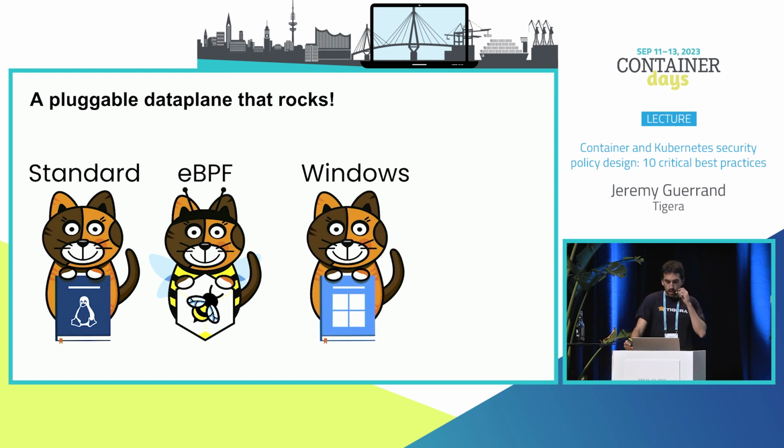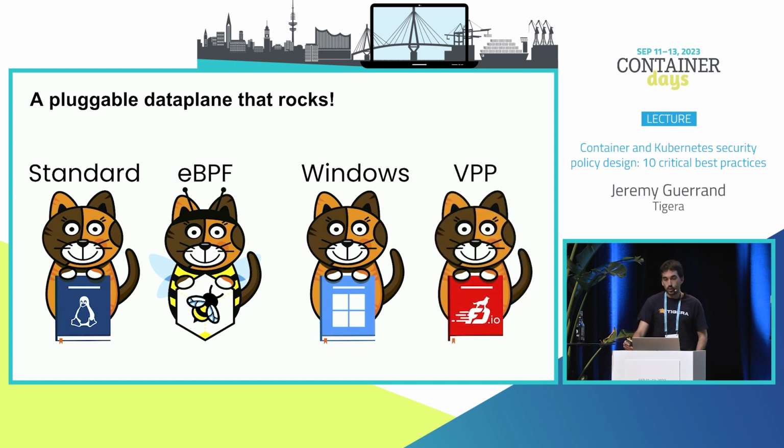Then VPP and Windows. If you're using Windows nodes for some workloads, Calico can also use the HNS from Microsoft. And VPP is the newest one, improving the networking experience by utilizing the power of user space programming. It's in beta at the moment, but it works. You can try it.